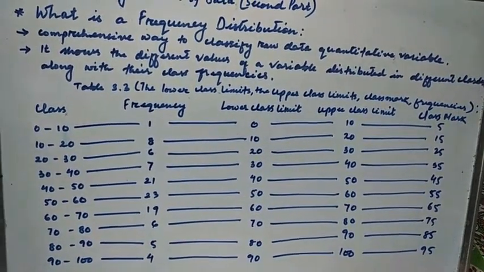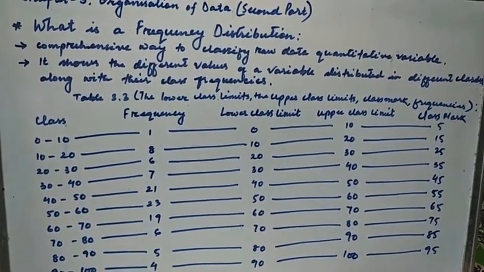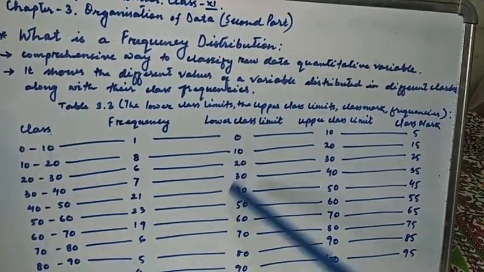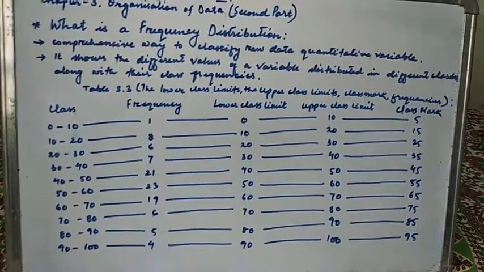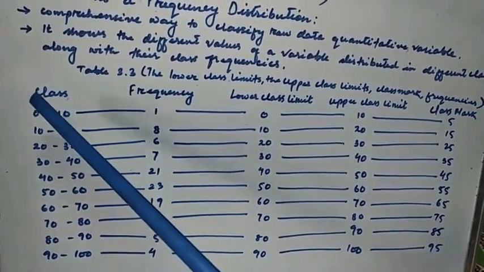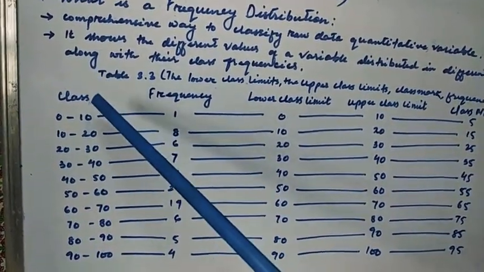So we are classifying the data in a frequency manner, with the lower class limit, upper class limit, and class mark in tabular form. When we say class, these are the classes, 1, 2, 3, 4, 5, 6.